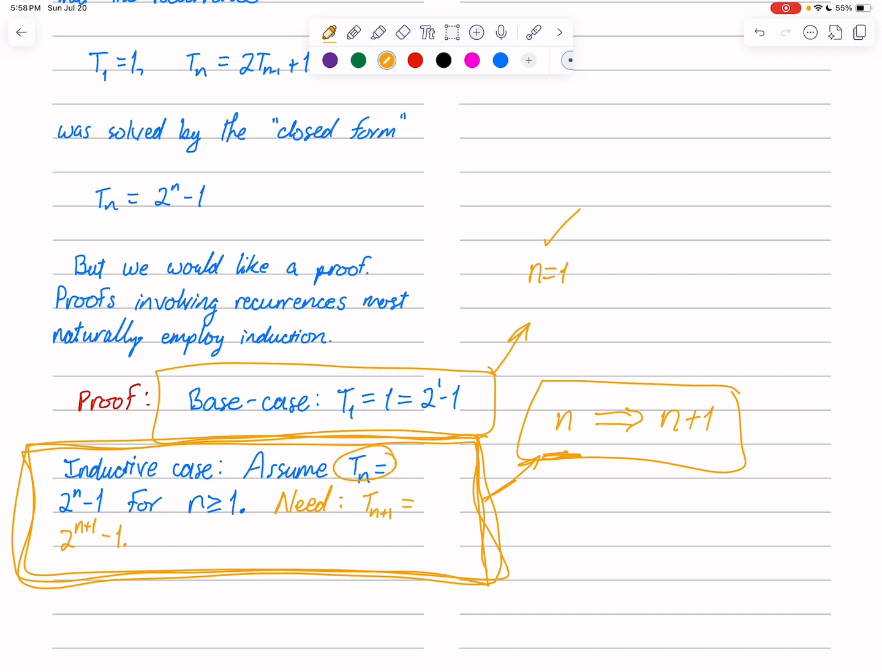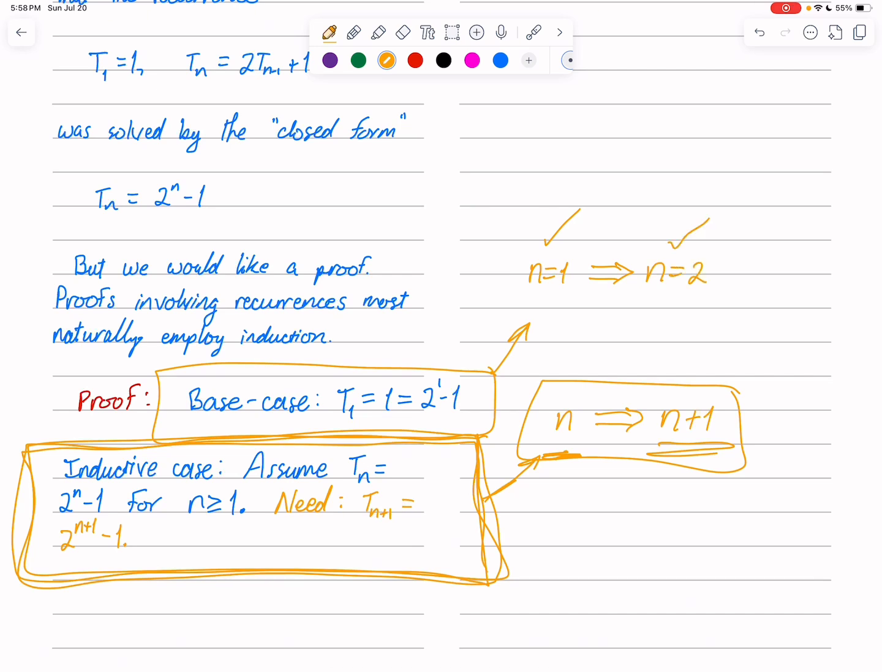We assume that it is true for n. So if it is true for n, then it must follow, right? This is what we will prove next, that it follows that the claim is true for n plus 1. And that's true no matter what n is set to. So in particular, if we set n equal to 1, then by this kind of transitional principle, it follows that the claim must also be true for n equal to 2.